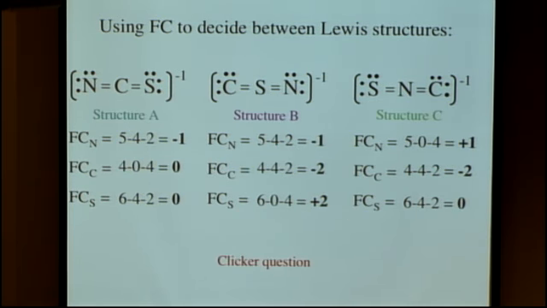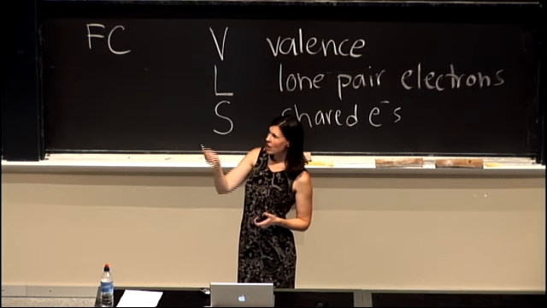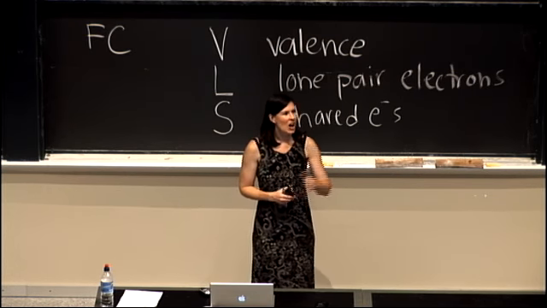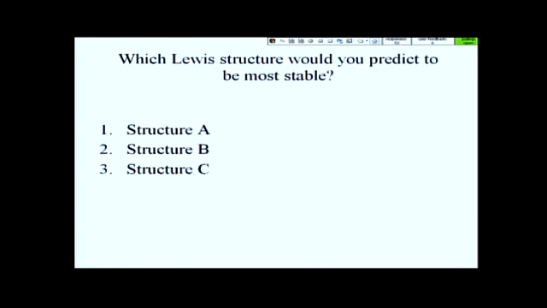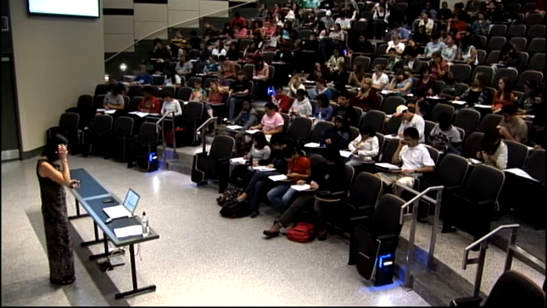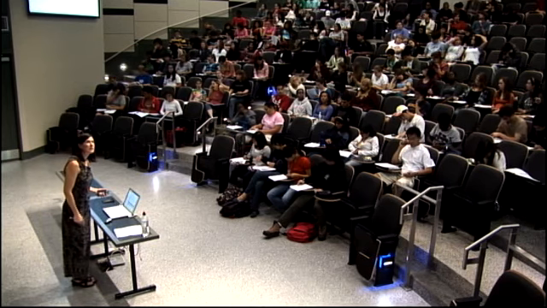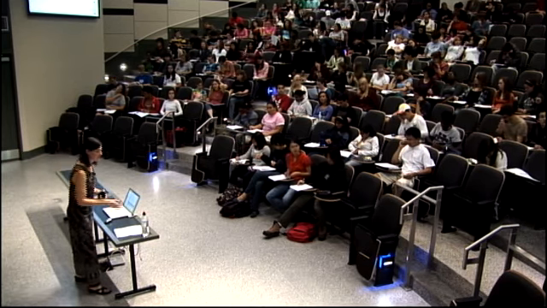So let's go to a clicker question. If we call these structures A, B, and C, you can look on your notes. It also says structure A, B, and C on your notes, so you didn't need to just memorize that slide. But I want you to tell me, in terms of thinking about formal charge, which Lewis structure would you predict to be the most stable? And this should be fast, so let's take 10 seconds on this.